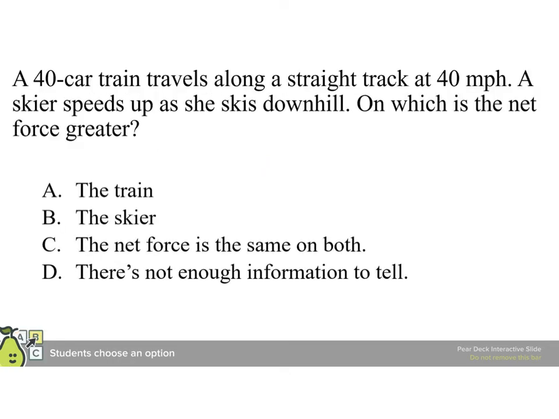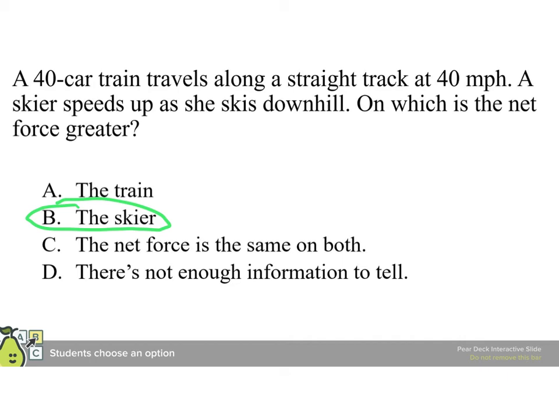A 40-car train travels along a straight track at 40 miles an hour. A skier speeds up as she skis downhill. On which one is the net force greater? In this case, the net force must be greater on the skier, which is a little counterintuitive because, after all, the 40-car train is so much more massive. It's in the tens of thousands of kilograms, and the skier might be like 50 kilograms. And so it should be a lot harder to move the train than it is to move the skier. And that's true. Getting the train started was harder than getting the skier started.